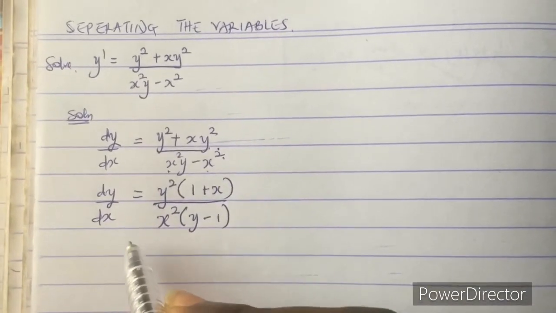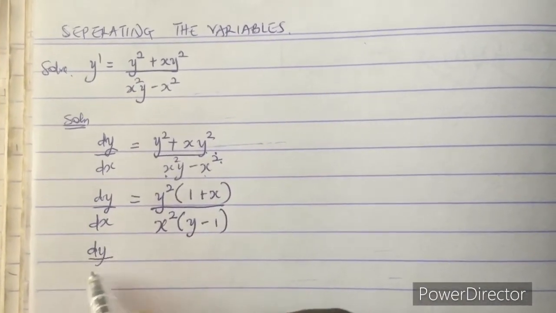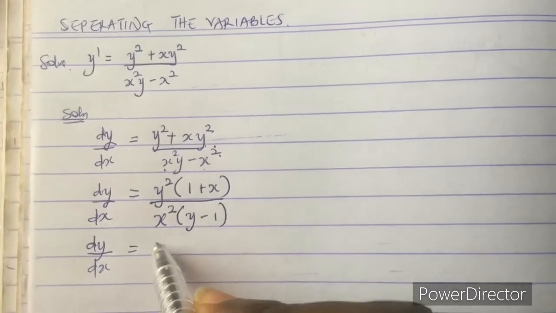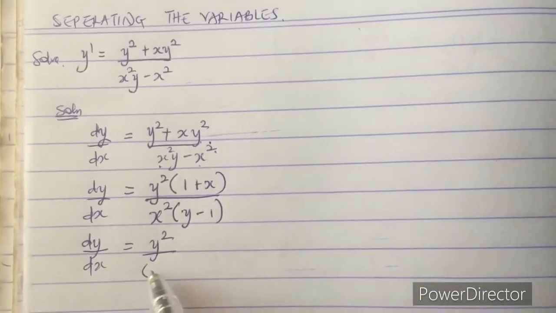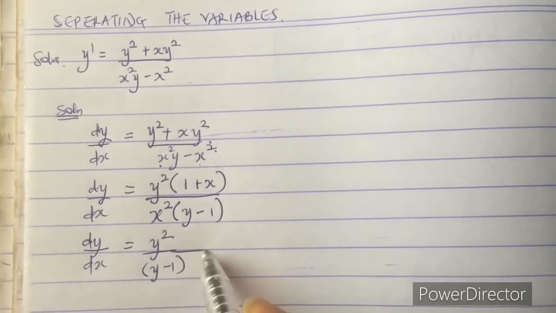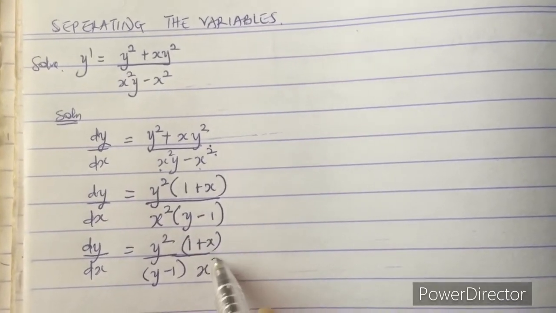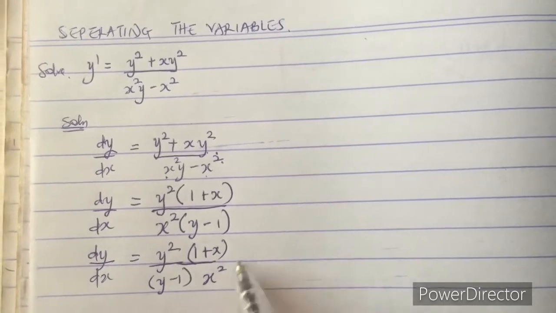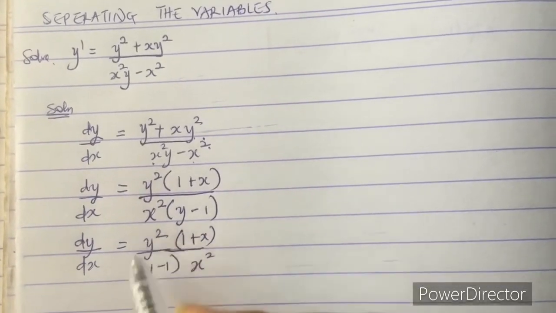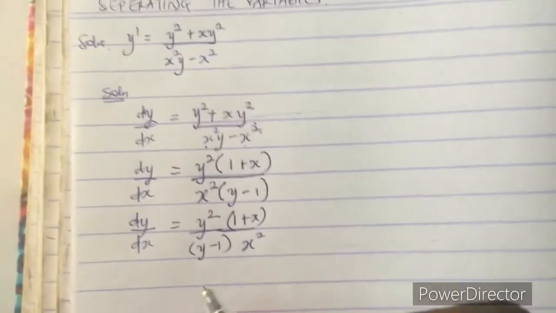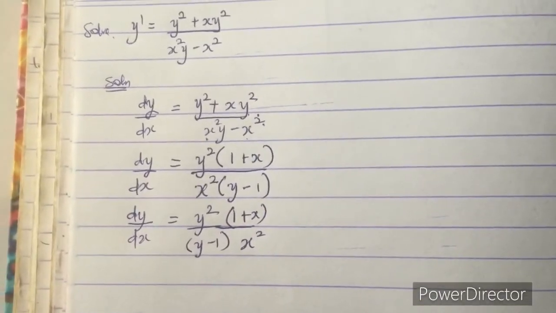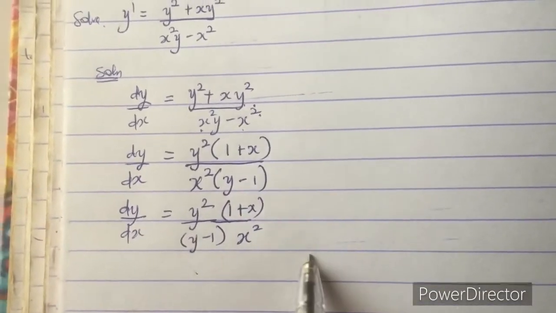Okay, so after that we can still rewrite this. It's still the same thing. We can just write it as y square all over y minus 1 times 1 plus x all over x square. It's still the same thing, don't worry. I'm just trying to make this be at the side and this at the side. They are still represented the same way. Now we want to make our y's at the side and our x's at the side.